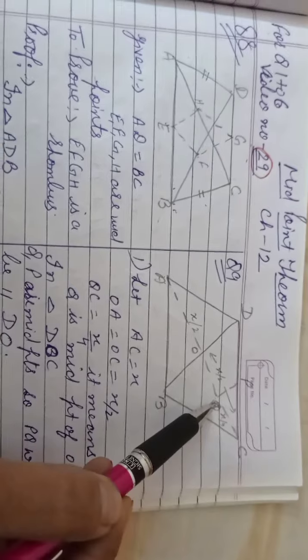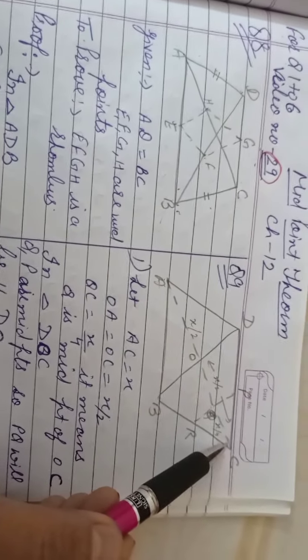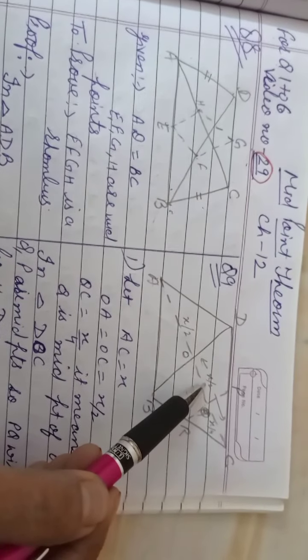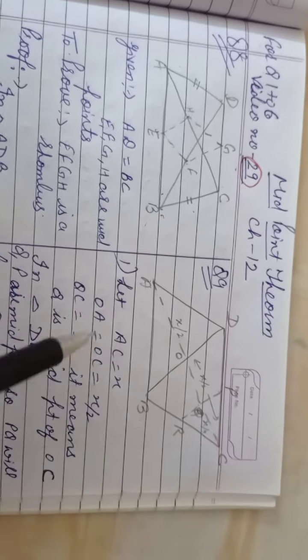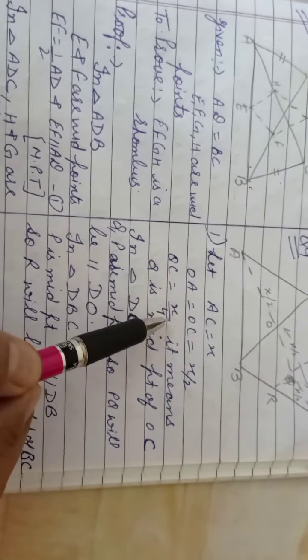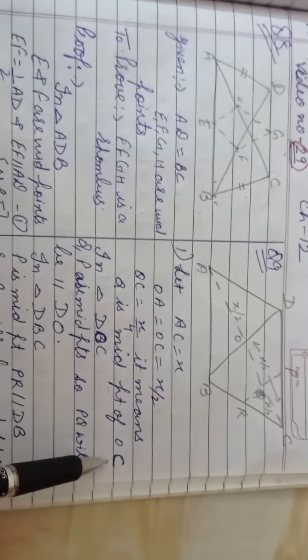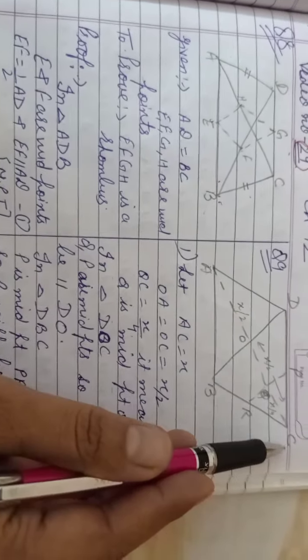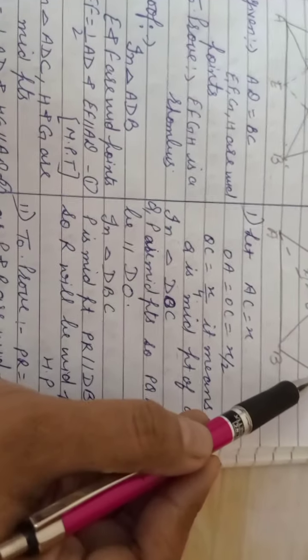Now it is given CQ is 1/4. So what is 1/4 of OC? That is half of X by 2. It shows that Q is midpoint of OC. So I wrote here, let AC equal X, OA equals OC, X by 2. QC will be X by 4. It is given to us. It means Q is midpoint of OC. Now we have to prove R is midpoint of BC.